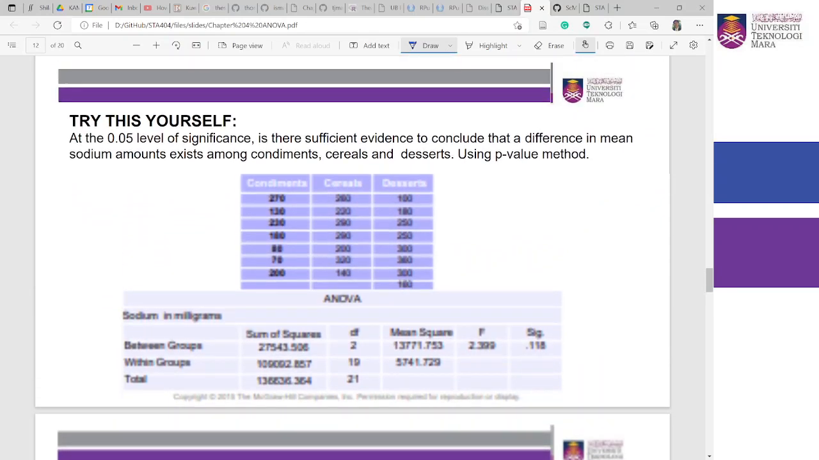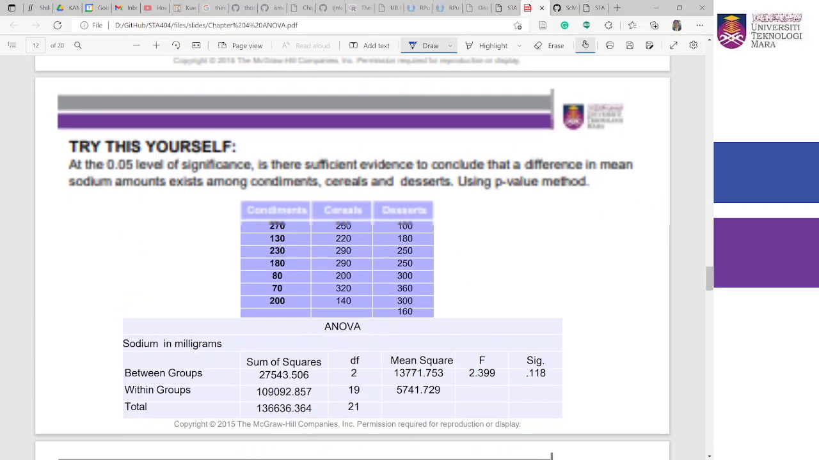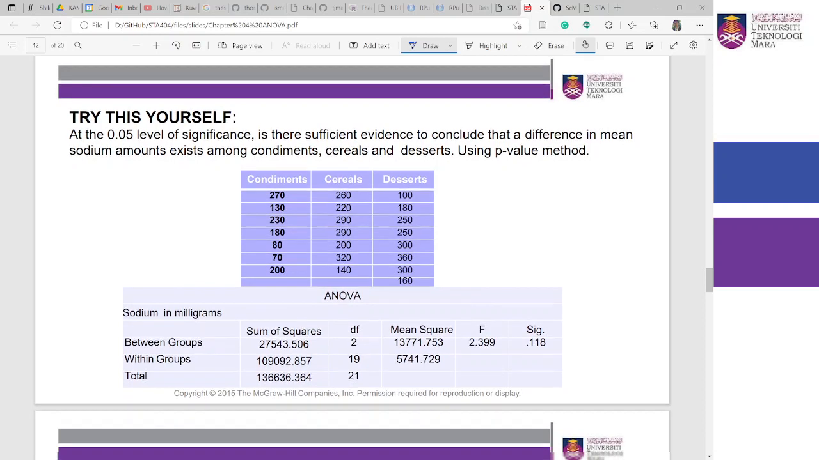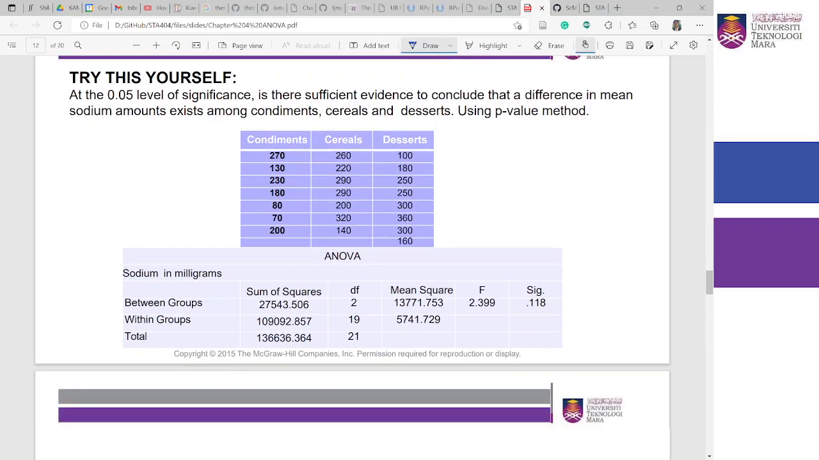Okay, you can try this yourself. Okay, kita boleh tengok kat sini. You boleh cuba dapatkan dia punya jawapan. Kat sini you ada condiments, cereals and dessert. And try to calculate this manually and see whether you get the same answer or not.